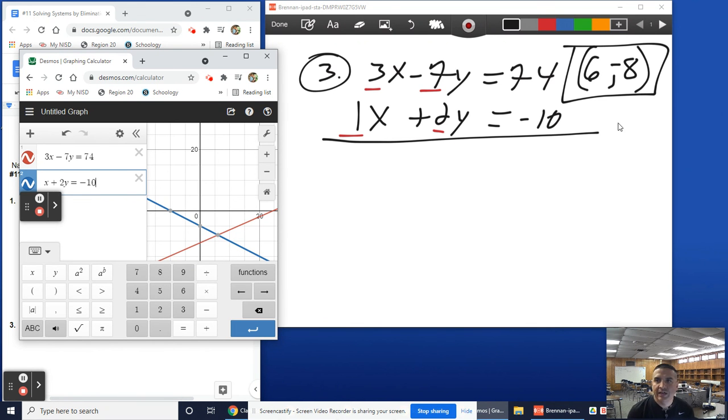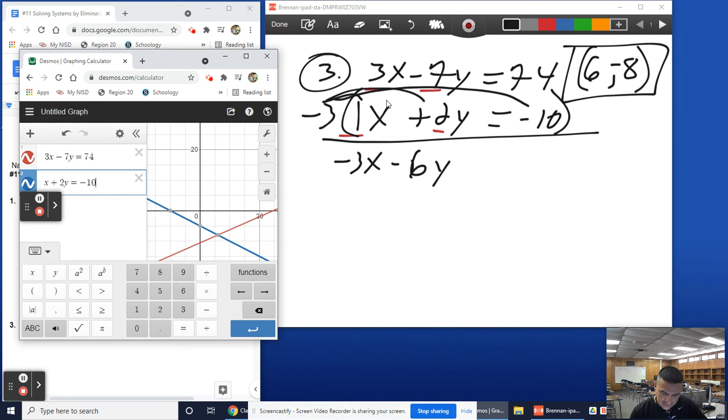So when I'm doing that, I want a negative 3 there. That's going to be the easiest number. A 1 is easy because I can just multiply by exactly what I want and I get it. So let's multiply this by negative 3. Negative 3 times 1x is negative 3x. Negative 3 times 2 is negative 6y. Negative 3 times negative 10 is positive 30. Now I have what I want up here with the x. So I just bring the other equation down.